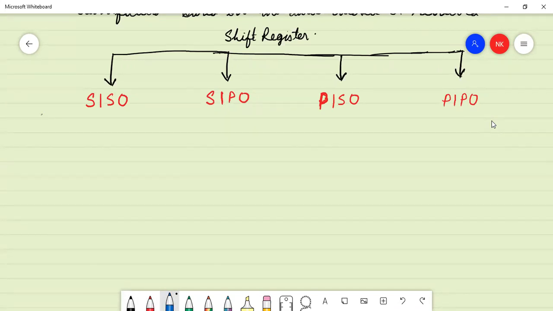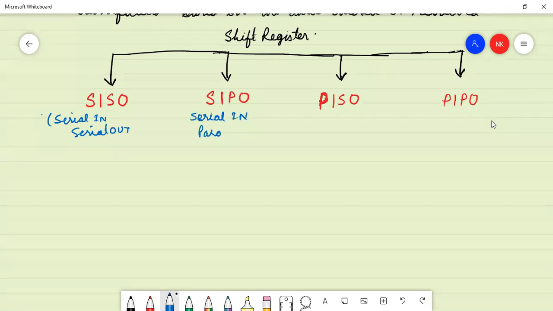So what this SISO represents: single input, single output. Yes, this is serial in, serial out. Second one is serial in, parallel out.